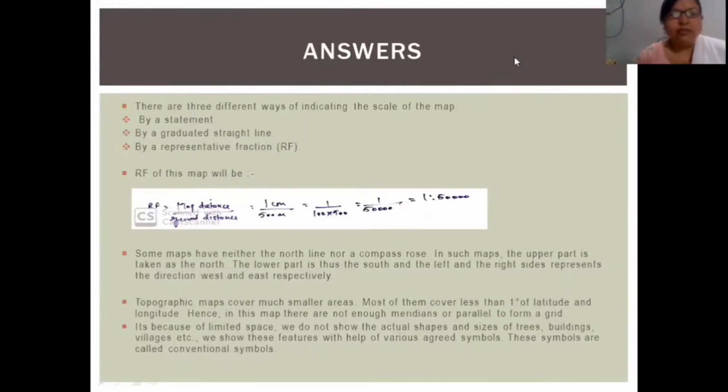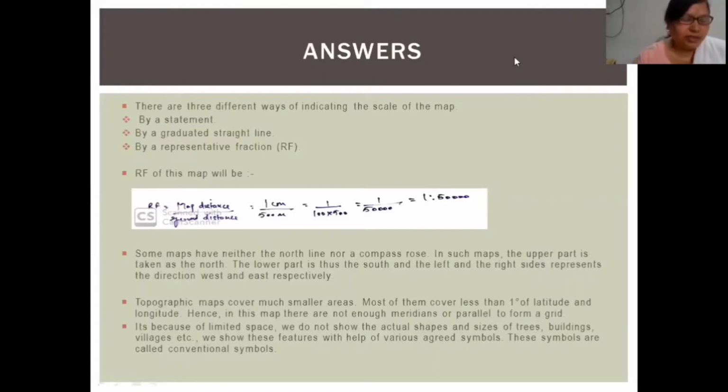And the next question is, how do we find the direction on a map if no direction is shown? So some maps have neither the north line nor the compass rose. In such maps, the upper part is taken as the north. The lower part is thus the south, and the left and the right side represent the direction west and east respectively. So this is your answer.